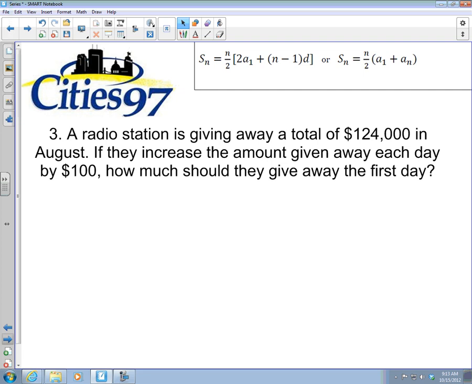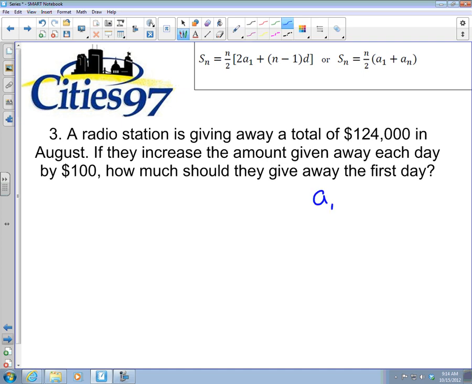Okay, what are we doing here? A radio station is giving away a total of $124,000, sorry, in August. If they increase the amount given away each day by $100, how much should they have given away on the first day?